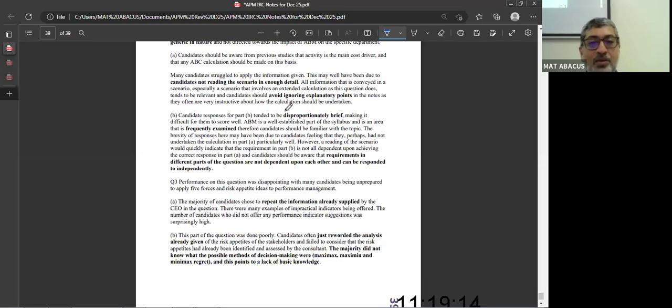Candidate responses for Part B tended to be disproportionately brief, making it difficult for them to score well. ABM is a well-established part of the syllabus and is an area that's frequently examined. So obviously you can expect this to be coming in the future as well. Candidates should be aware that requirements in different parts of the question are not dependent upon each other and can be responded to independently. So you don't always have to do the calculation first and then answer.